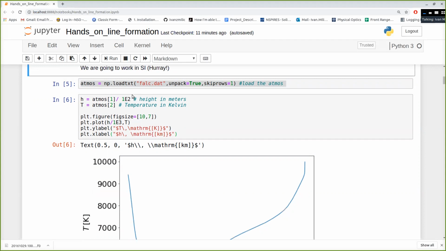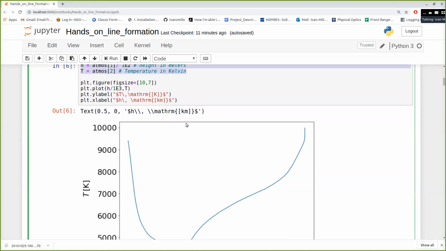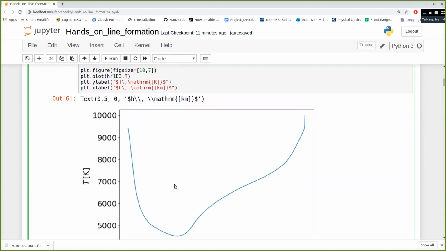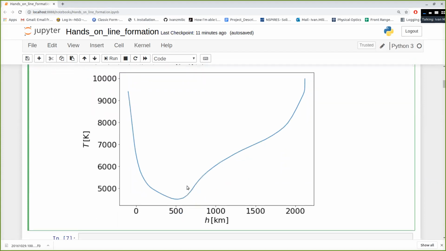sometimes in some regions of the solar atmosphere and solar interiors as well, radiation pressure can also become very important. So what I'm going to do here is give specific names to height and temperature, just so that we can understand better what's happening in the code. I'm going to convert the height from centimeters to meters, and then plot the temperature run with height. Here I divided the height by 10 to the 3 to make it kilometers, because we are most used to kilometers. So here on the left-hand side you have the photosphere.